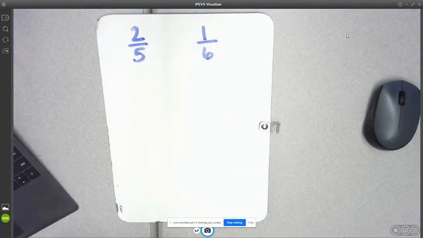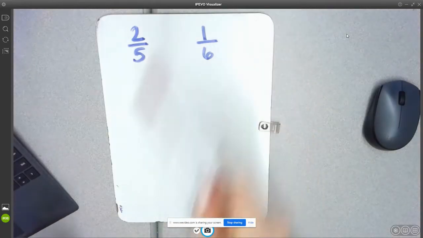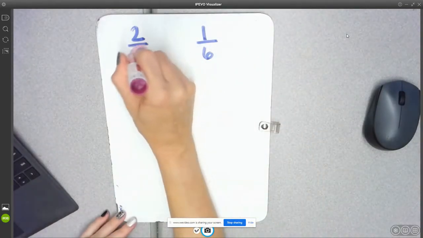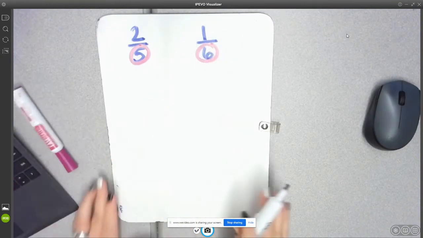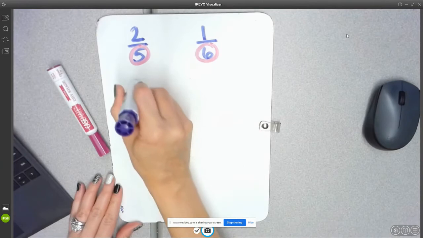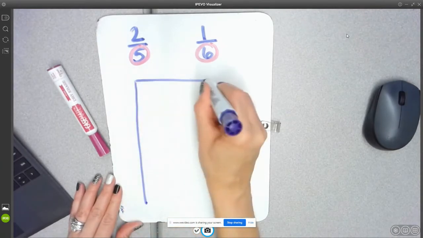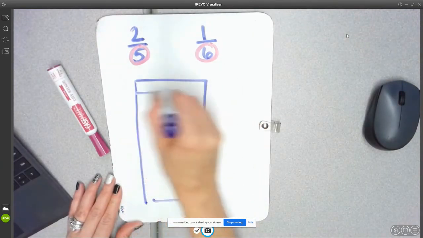All right, so in this video, we're going to be looking for the least common denominator. Since these are fractions, we call this the least common denominator is what we're looking for. It's very similar to finding the least common multiple. So one way to do this is to make a table with lines going down.